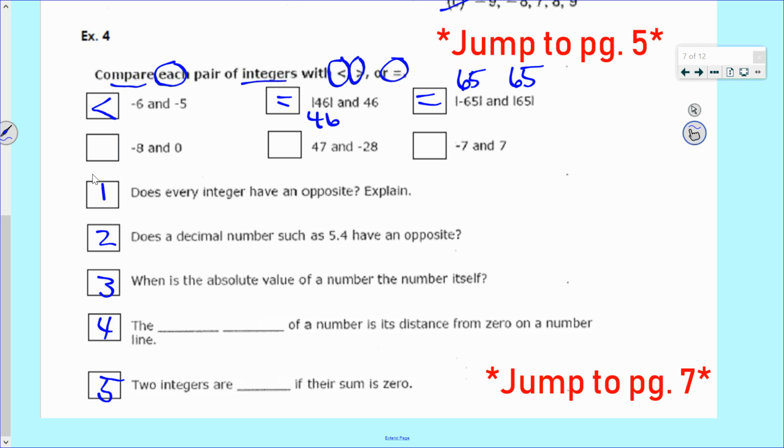Okay, negative 8 and 0. What's our sign for that one, Aiden? Exactly. Stop talking and pay attention. That is less than. What about 47 and negative 28? Guys, hands up. Which one is it? Looks like most of you got that one. That was positive, so that's 48. That's bigger than. Negative 7 and 7.